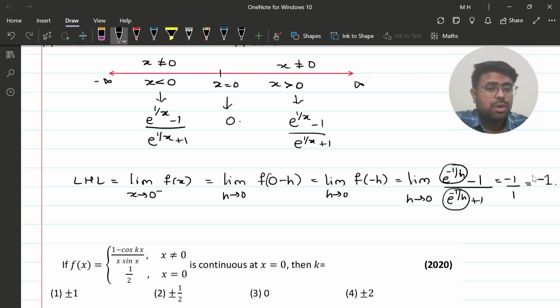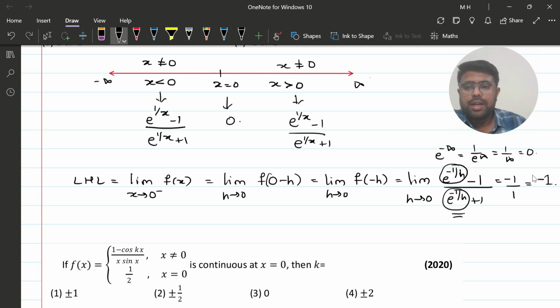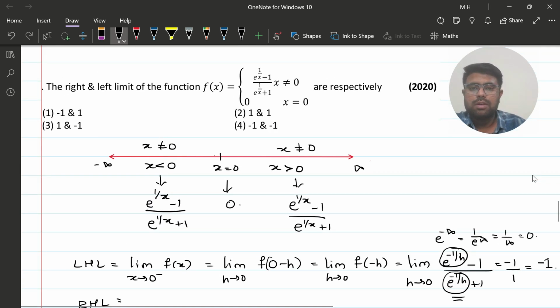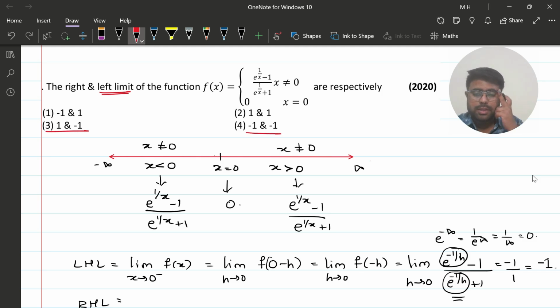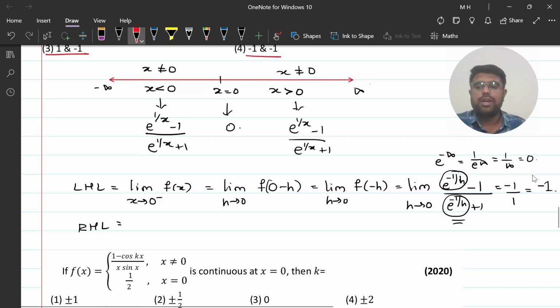Mind you, why is it 0? Because it is going to be e raised to minus infinity, which is 1 by e raised to infinity, which is 1 by infinity, which is 0. Same is the case with this. Fine. If I take the right hand limit, if you look at the options, option 1 says the left hand limit is towards right. So therefore for the left hand limit, either fourth or third can be the right answers. Let's see. We'll also find out the right hand limit.